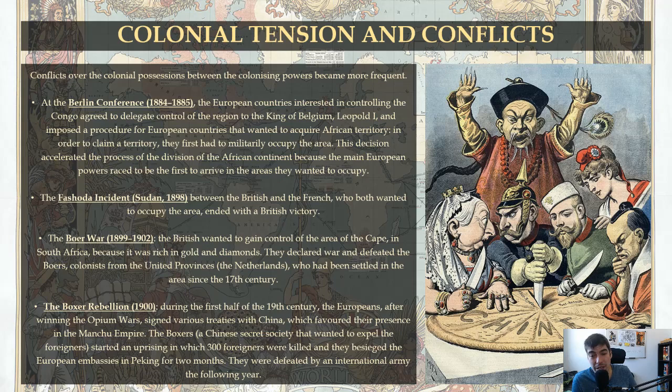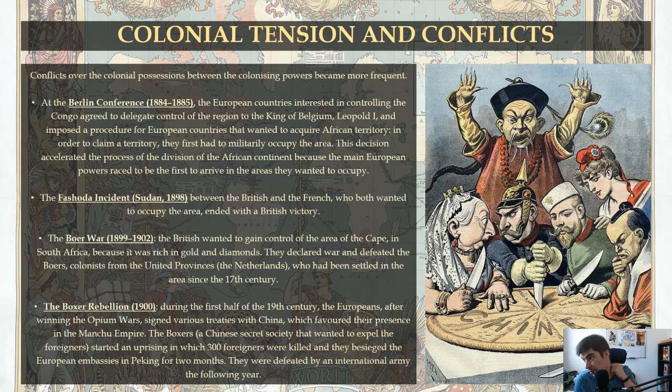What was the consequence of this? There was a race for the colonies in Africa. Many of these European countries rushed for Africa's wealth, because they needed to be the first to arrive at the territory they wanted. And this caused the Fashoda incident. Fashoda is in Sudan, and this happened in 1898 between the French and the British, because the French wanted to create an empire from the east to the west of Africa, and the British from the north to the south. The British won. We also have the Boer War between 1899 and 1902.